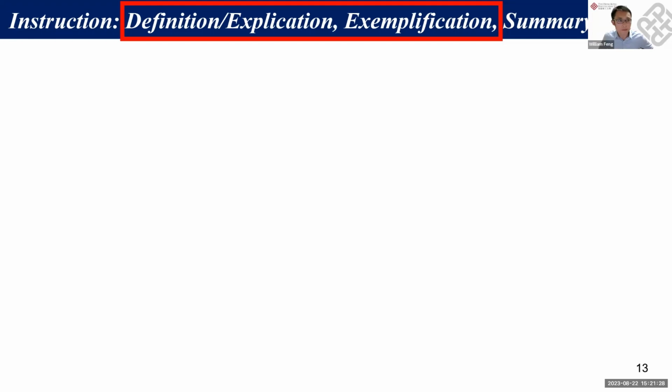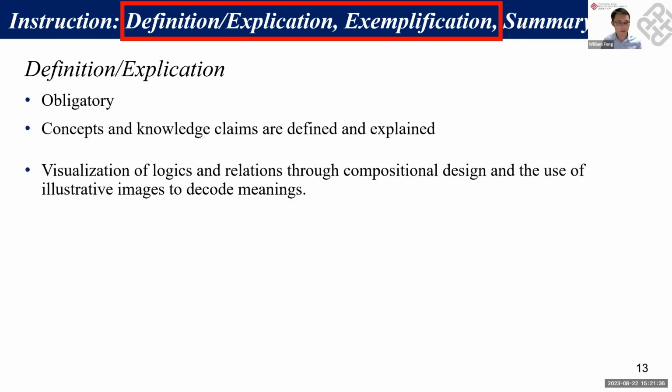Okay, so now we come to the second stage, the instruction. We'll focus on definition and the exemplification of the definition. So this is an obligatory move, definition or explication. These lectures would define a lot of concepts, like what is culture, for example. Like what is arbitrariness, right? What is English for academic purposes, things like this. All kinds of knowledge related to English for general purposes or specific purposes.